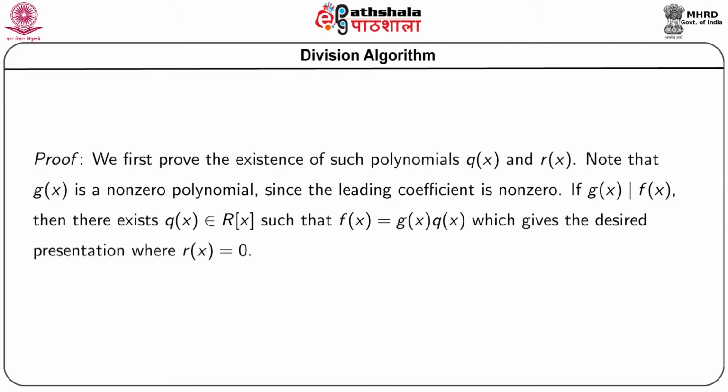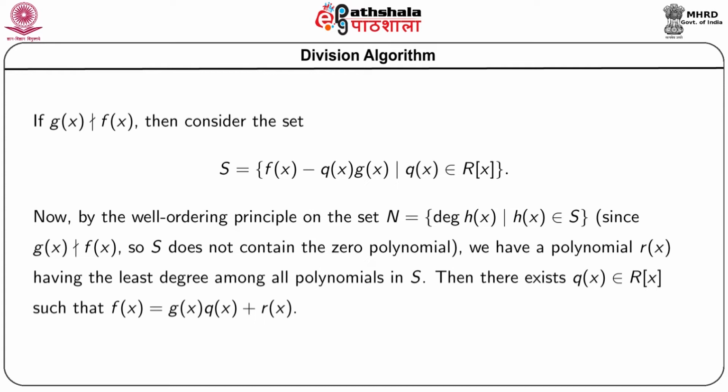Note that g(x) is a non-zero polynomial. So, if g(x) divides f(x), then there exists q(x) in R[x] such that f(x) = g(x)q(x). In this case, if we consider r(x) = 0, then the required presentation is obtained, and if g(x) is not a factor of f(x), then consider the set S = {f(x) − q(x)g(x)}, where q(x) runs over R[x].